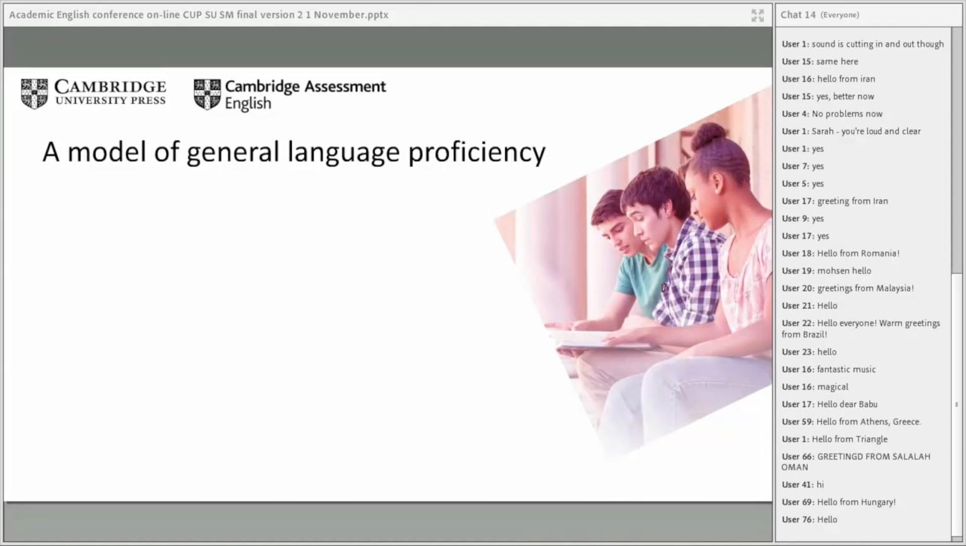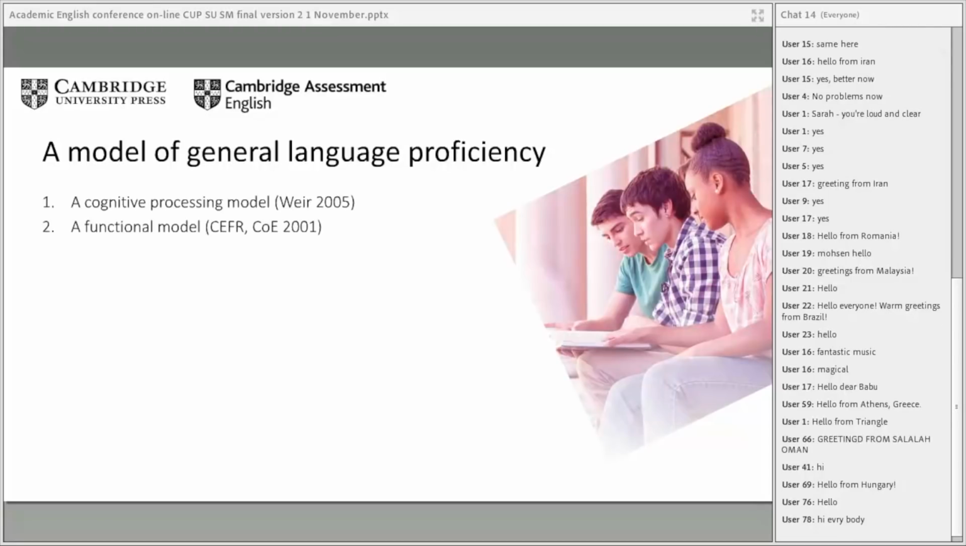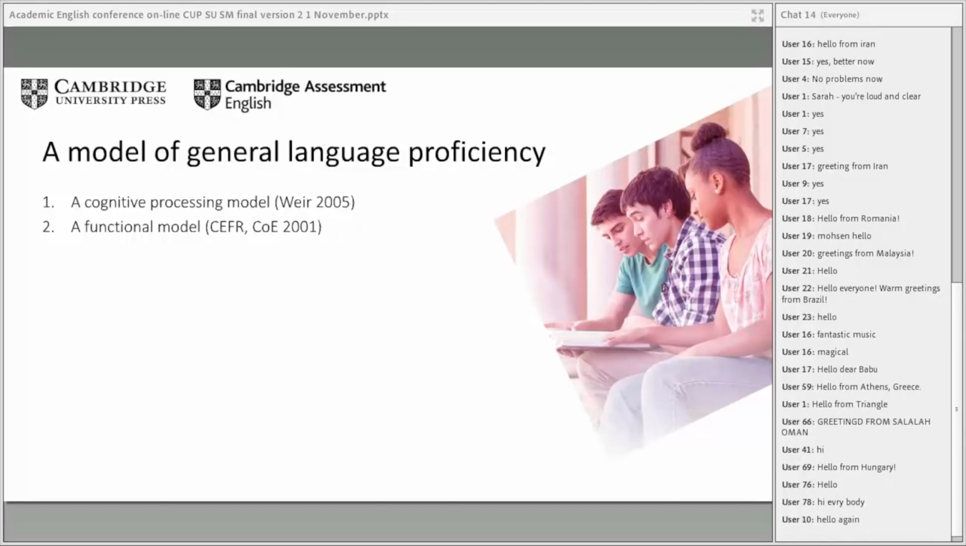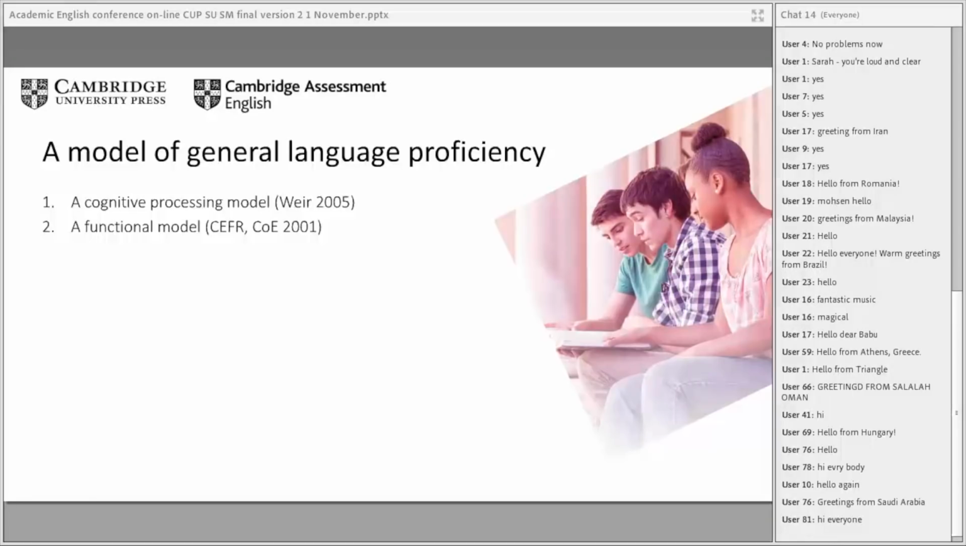So general language proficiency is typically modelled on one of 2 distinct but related approaches: the cognitive processing model and the functional model. And I'd like to talk first about the cognitive processing model. This is a model which treats language use as a sequence of hierarchical but interacting processes in which the activation of each higher level of processing requires the activation of all lower levels, interacting therefore in highly complex ways.